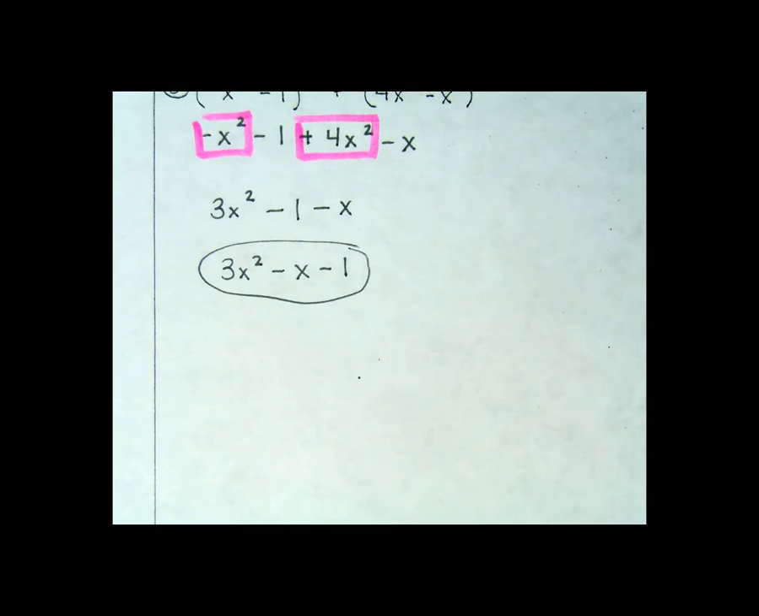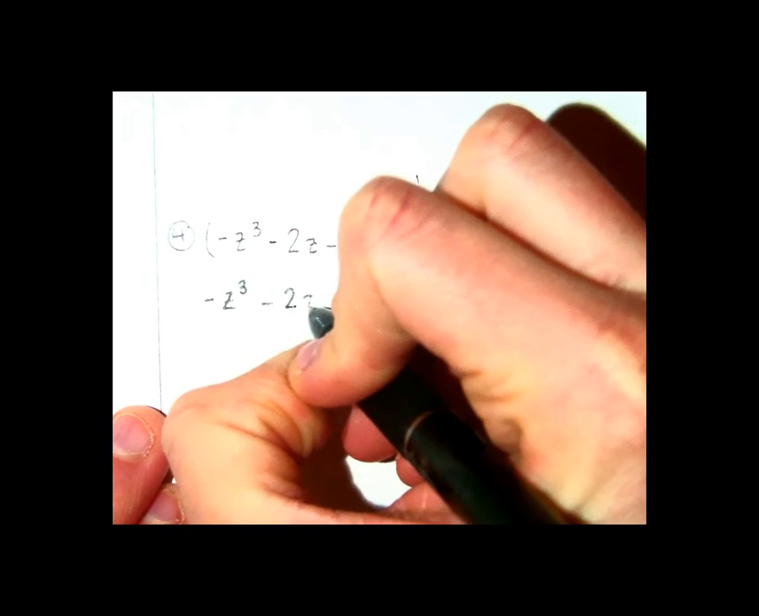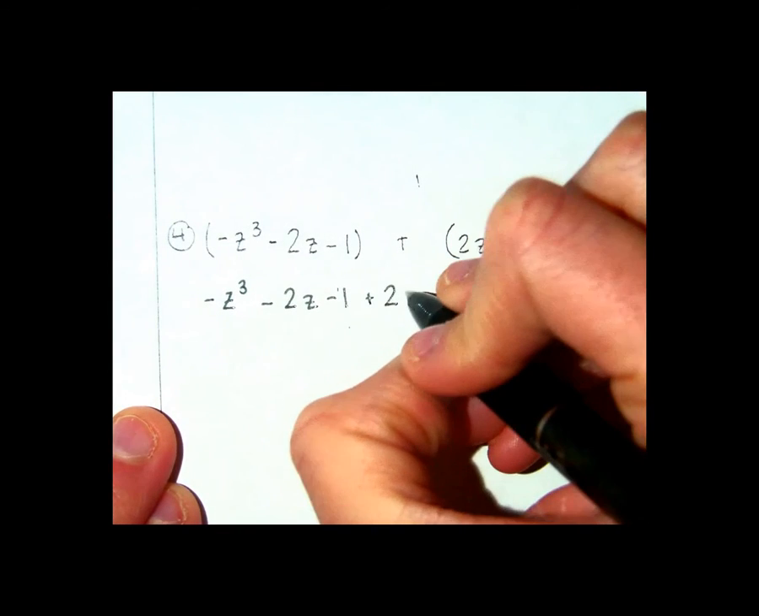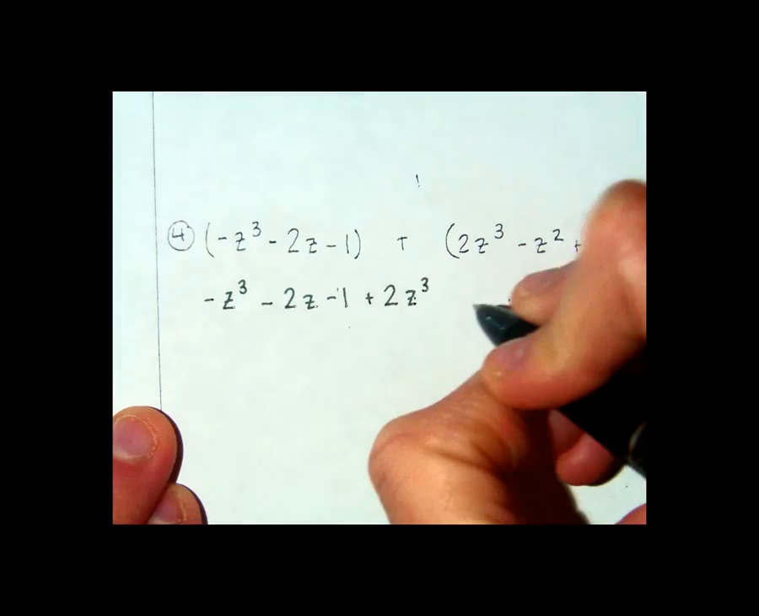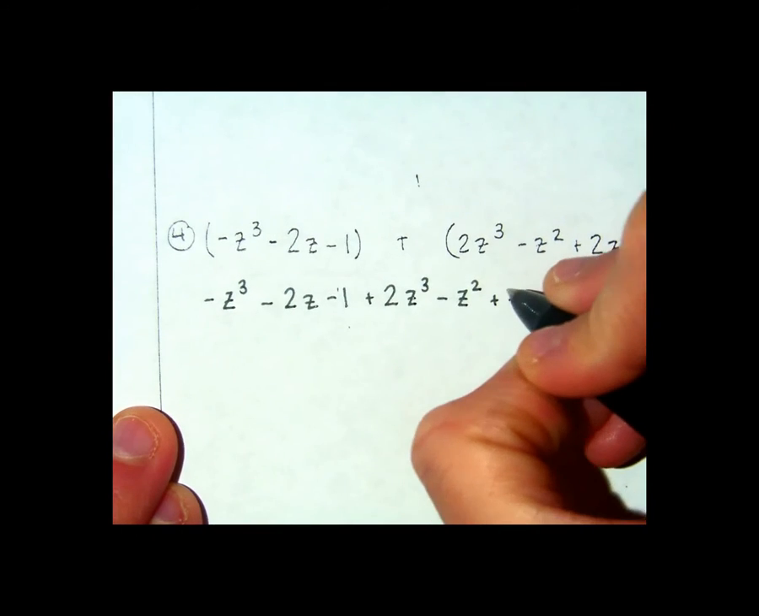Okay, we're going to look at number 4, which those are z's. Does number 4 have anything in front of the parentheses? No. So we're going to bring them down. Negative z to the third minus 2z minus 1 plus 2z to the third minus z squared plus 2z.